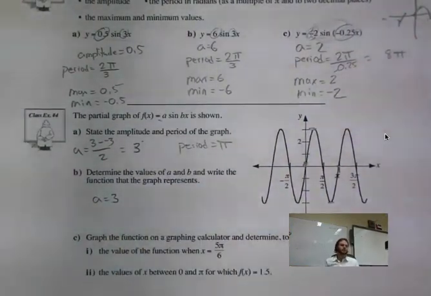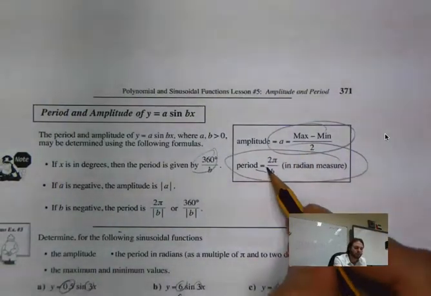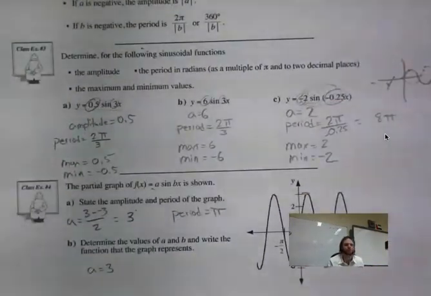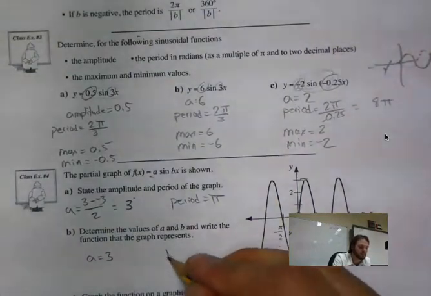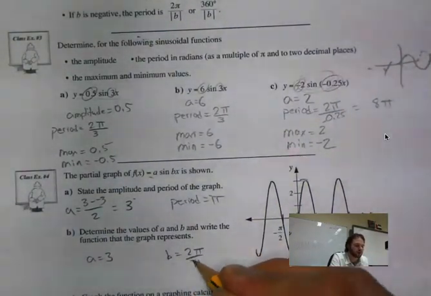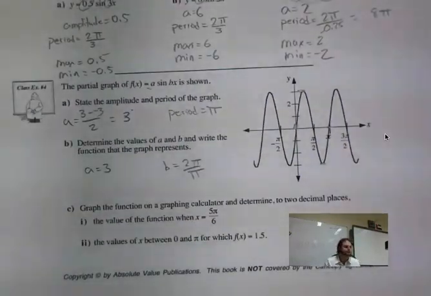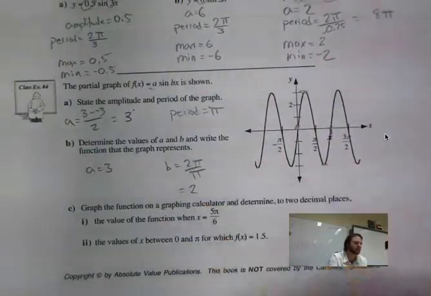And now B. Well, we have to take a look at my period, and we're going to switch it around. So B and period are going to switch around if we switch around the equation. So B is equal to 2 pi over pi, because that's my period. So B is equal to 2 pi over period. Okay? So what I'm going to get here is just 2. So now I found B and A.